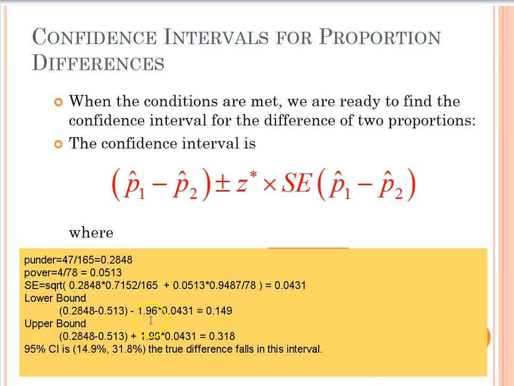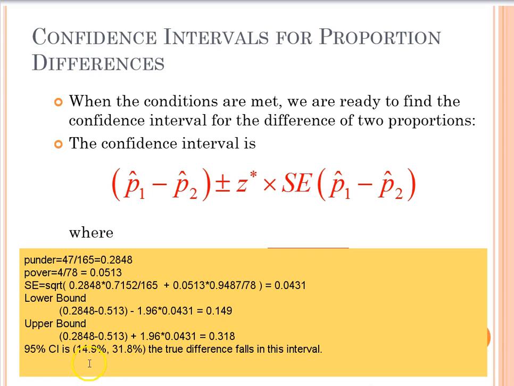So our margin of error is that critical z, and if you remember, our critical z for a 95% confidence is 1.96. So that is given to you. And then we can use our standard error to complete the margin of error. When we calculate this out, we get a lower bound of 0.149 and an upper bound of 0.318.